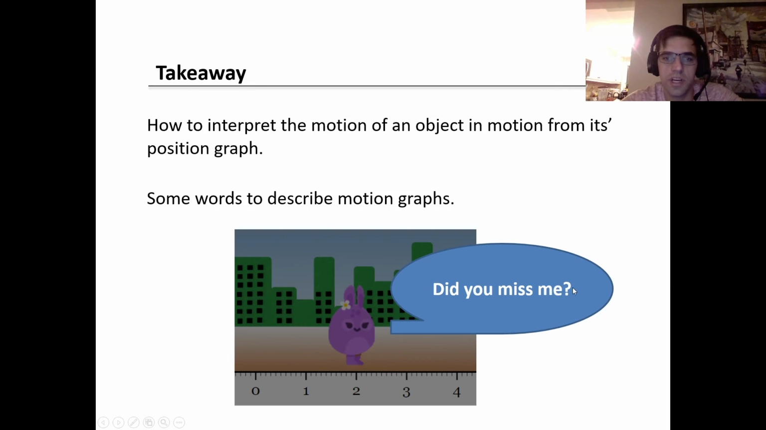All right, so we're talking about some words to describe motion of position graphs. Don't worry, you're not going to have to do any more crazy bunny graphs. That evil bunny.